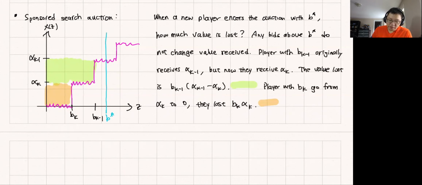All right. So the value that is lost by all the players, basically these two players, is precisely the payment for the player who entered with B star. So that is this area here, this area to the left of B star. So this is precisely the payment for the bid B star.